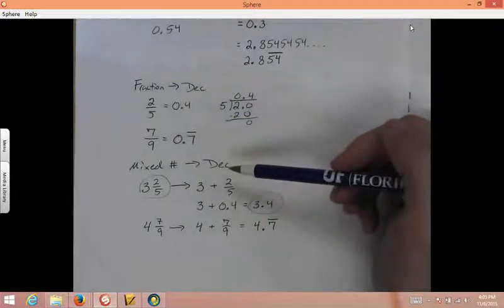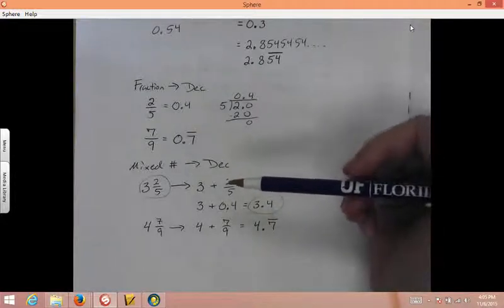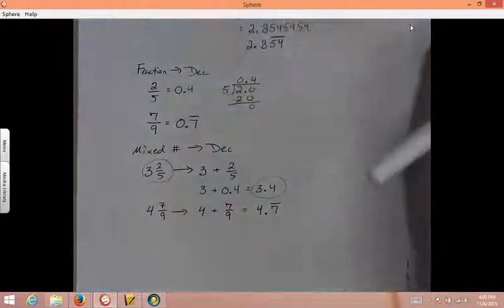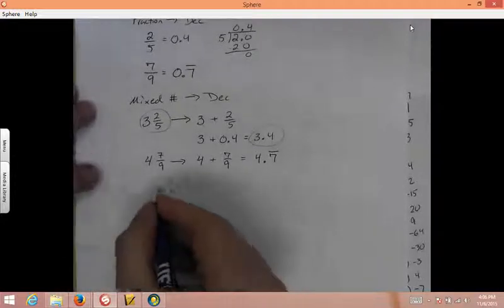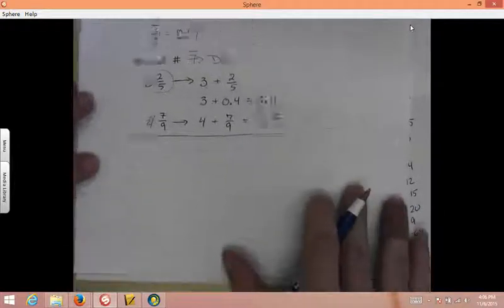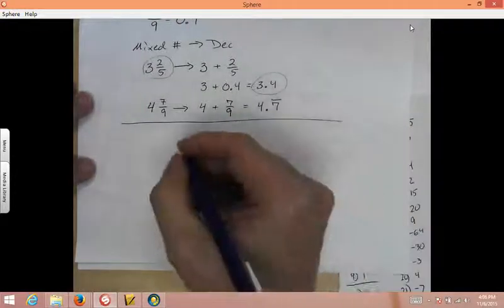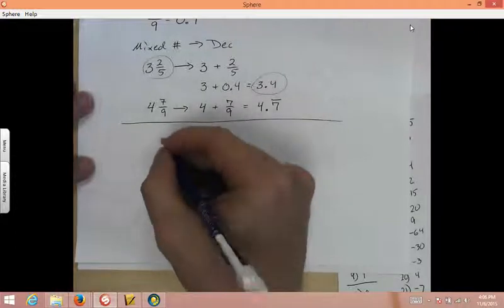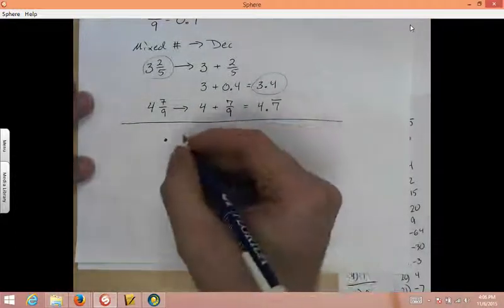The last thing that we have to go over is how to turn a decimal into a fraction. Now, this one requires that you know your place values. Place values they went over in 6th grade, should have gone over it in 5th grade. I don't know if they did or if they didn't, but if you know your place values, this will be fine. What I mean by place values is the names of the positions before and after the decimal.